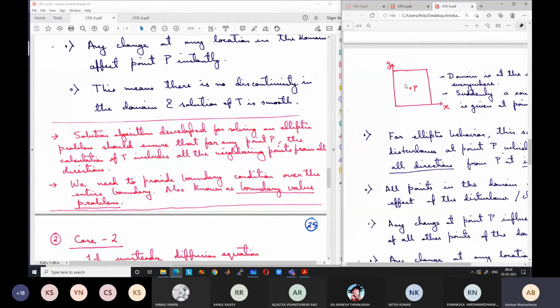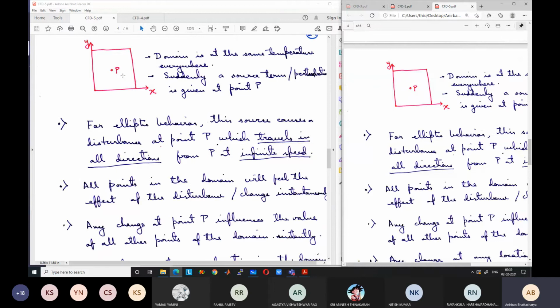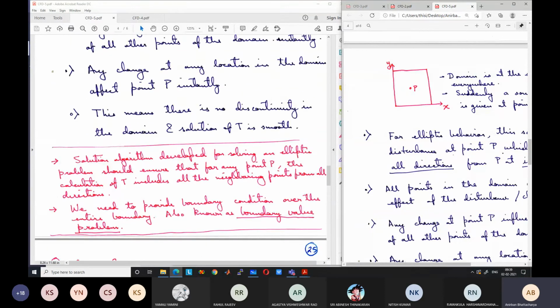We need to include all the neighboring points into the calculation. So this is the importance of the finding that this type of continuous physical behavior means the solution at P will depend on the value of temperature at all the other locations. So our algorithm also should be such that the solution here depends on all the other locations. This is different from parabolic equations, as we will see in a few minutes, where the solution depends on only one side of the domain, not on the values of both sides.